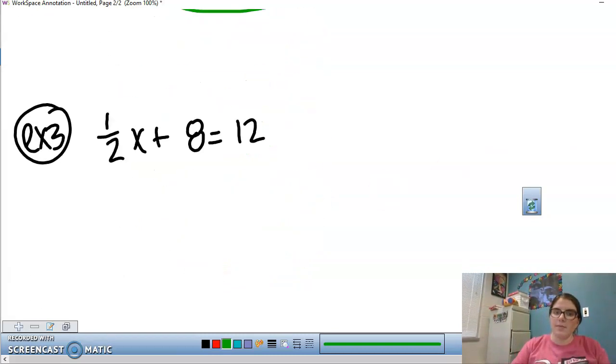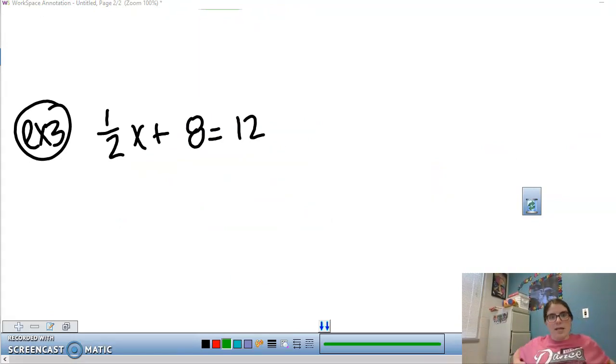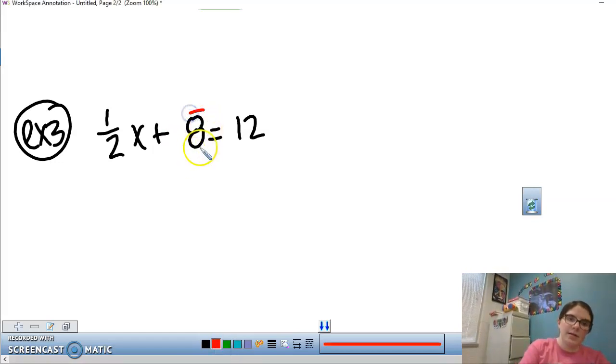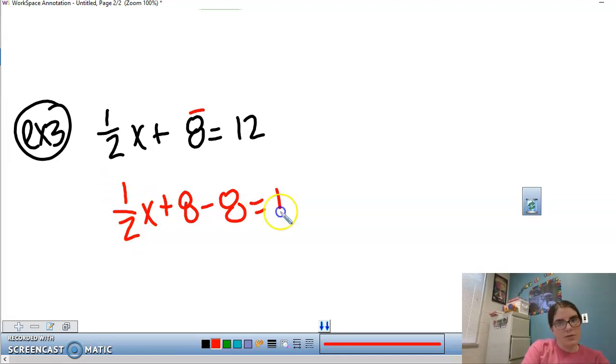All right. The last one I have is 1/2 x plus 8 equals 12. So the first thing I'm going to do is either add or subtract. So I know I can get rid of this plus 8 first, right here. So I'm going to have 1/2 x plus 8 minus 8 equals 12 minus 8, because whatever I do to one side, I also have to do to the other.